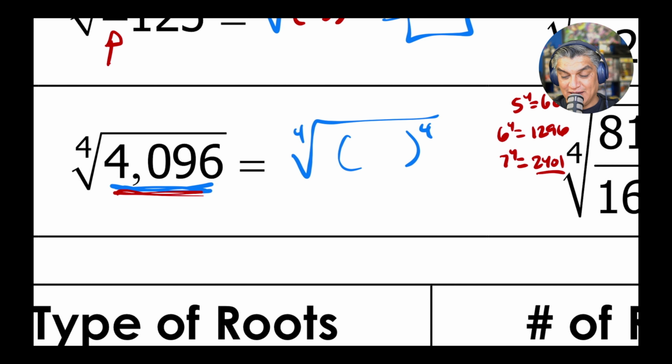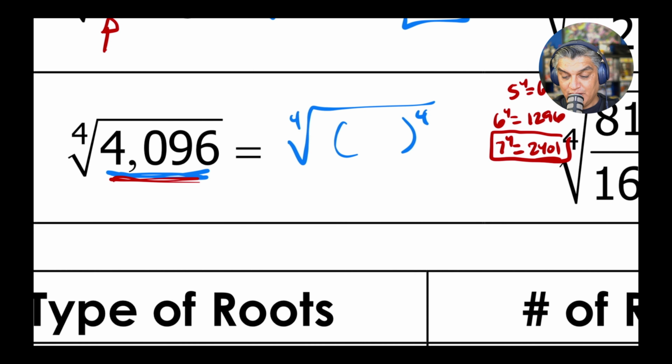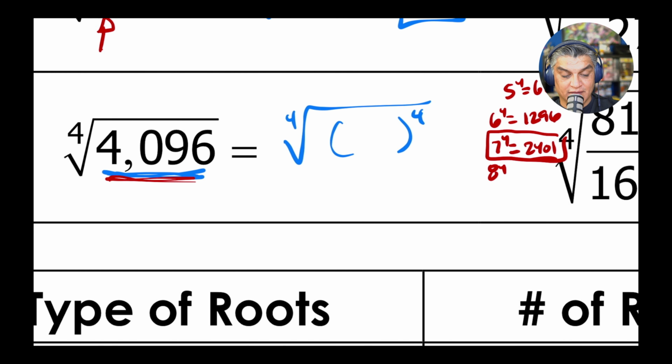So no, but we have a number now that's going to help us for over here, right? But what about 8 to the 4th power? Someone already said in the chat, but it's okay. Let's see. 8 to the 4th power is 4096. So guess what? It's 8. 8 to the 4th power is 4096. So that means we can cancel, and my answer is 8.